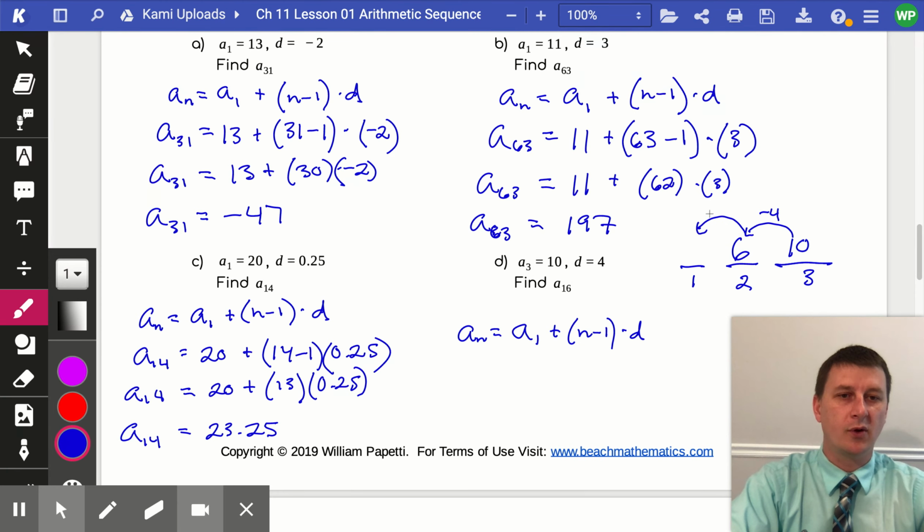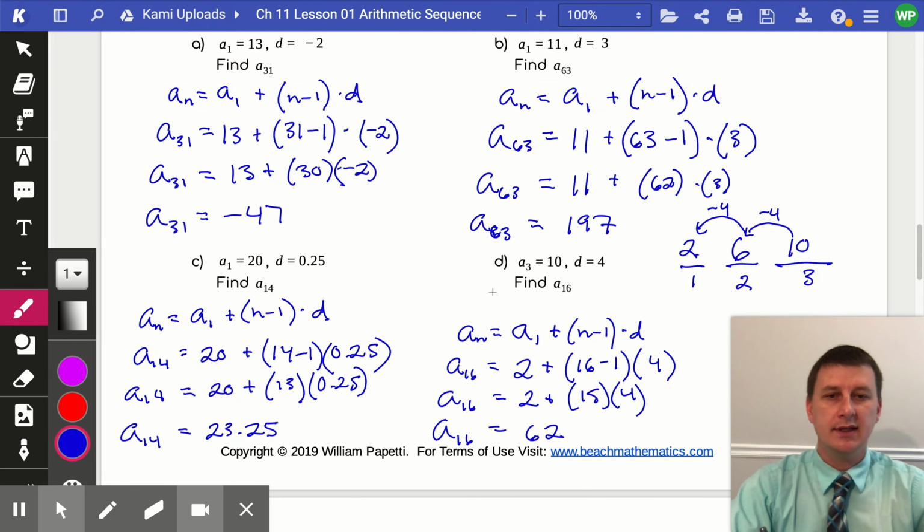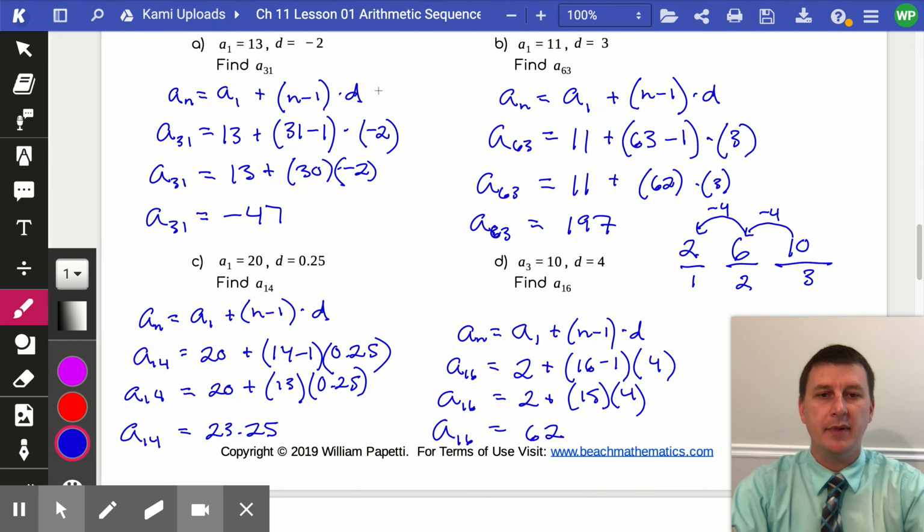Our first term is going to be 2. So now we could substitute in 16 for n. We know that our first term is 2, plus n minus 1, which is 16 minus 1, times the common difference of 4. And so we have a sub 16 equals 2 plus 15 times 4. 15 times 4 will give me 60, plus 2 will give me 62. So our 16th term, given this information, is 62.